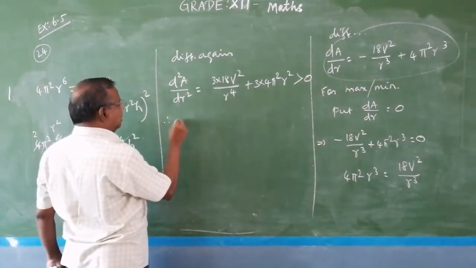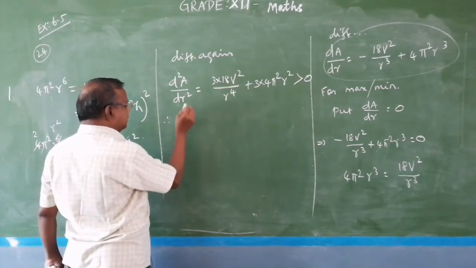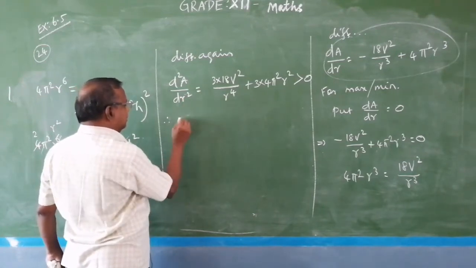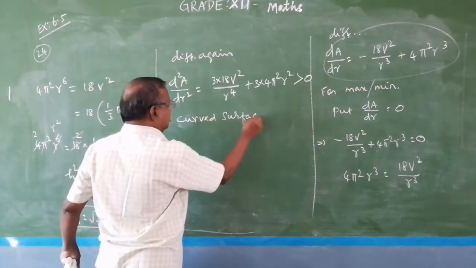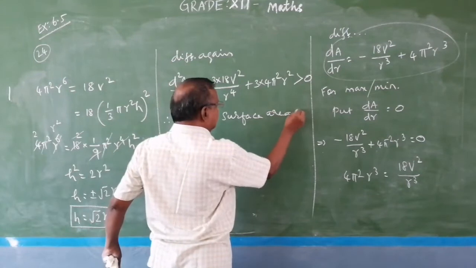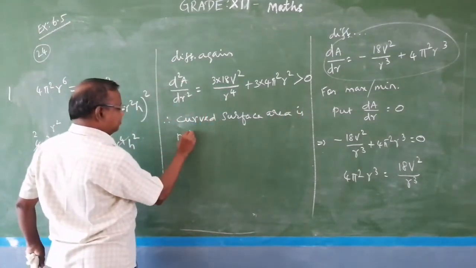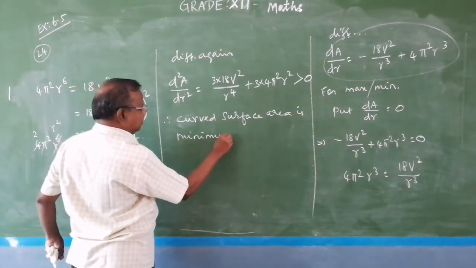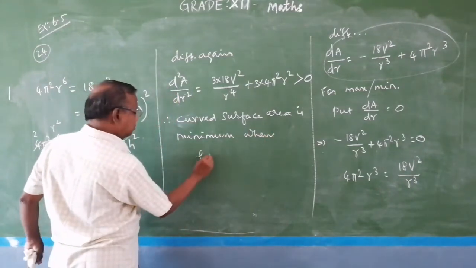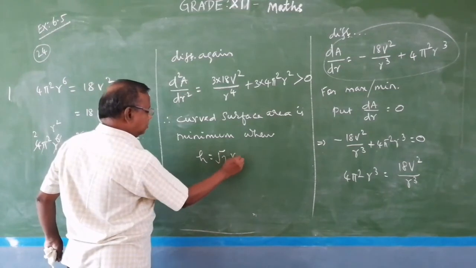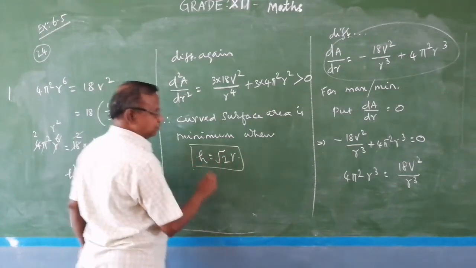Therefore the curved surface area is minimum when h equals root 2 r, hence proved.